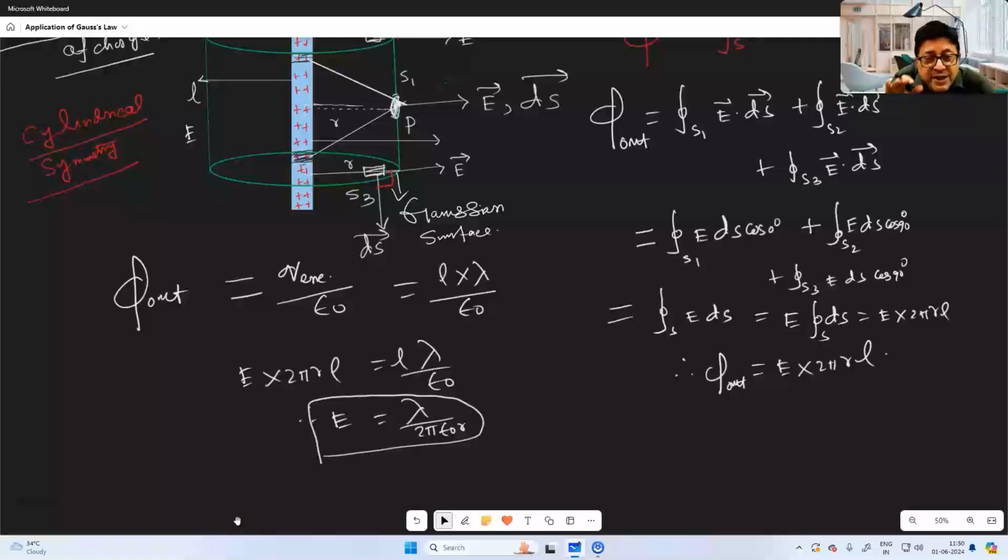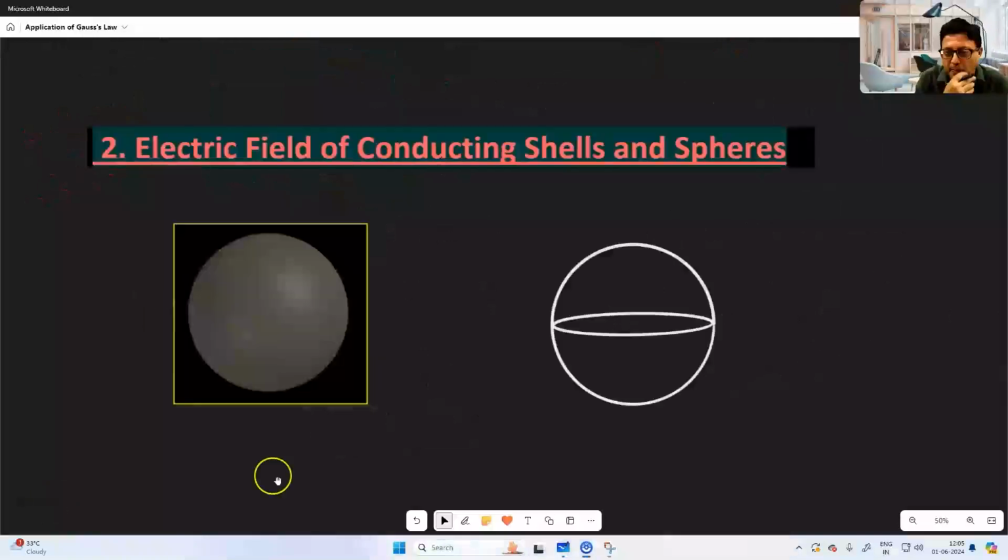Symmetry and symmetry. This is the beauty of Gauss law. When there is symmetry, we can find electric field with ease with the help of Gauss law. So in case of a sphere, if the sphere is charged, there are two types, no?